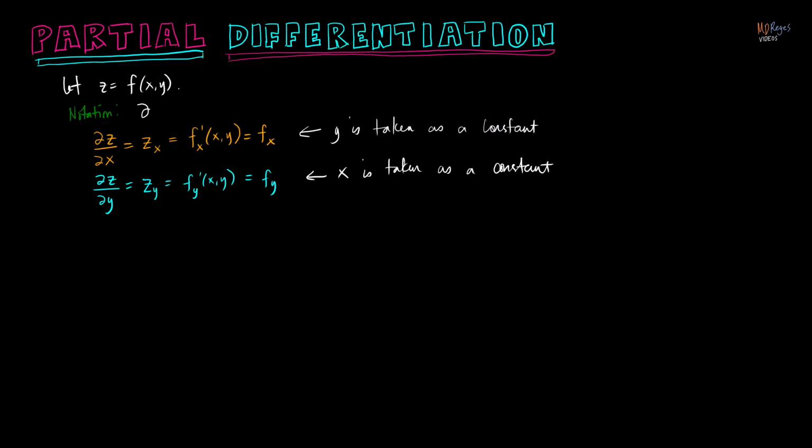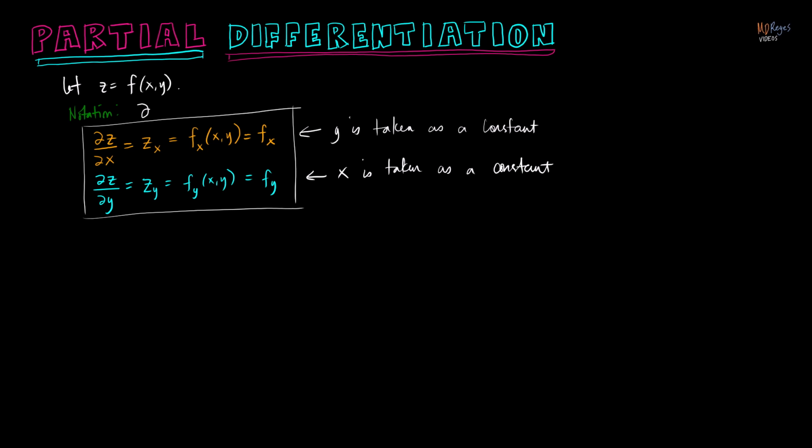So in some books, you'll not see this apostrophe anymore. So you can just write f sub x of xy and f sub y of xy. So we can take these notations. Okay, so they all mean the same thing. So the notation will just depend on how we have written the function.